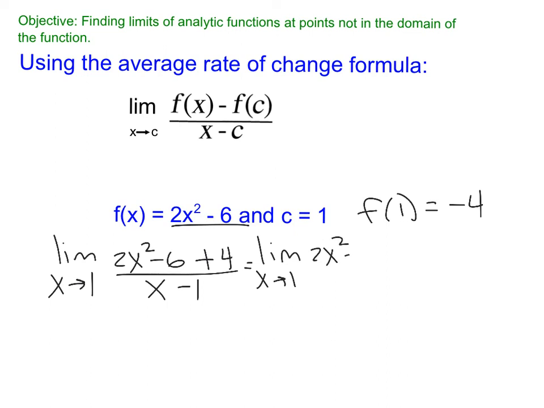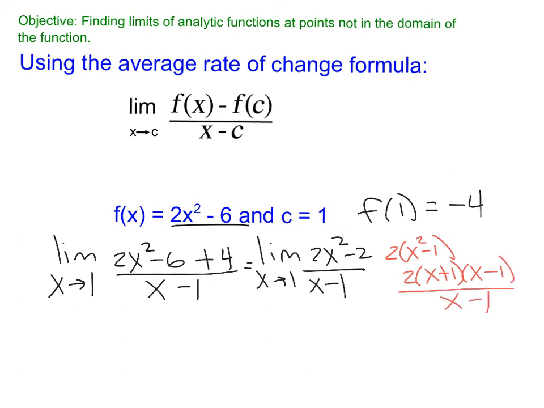Let's simplify that. 2x squared minus 2. Try to plug in, you get 0 over 0. We're going to factor the top. So if I factor the top, I get 2 times (x squared minus 1). So that's 2 (x plus 1)(x minus 1), all over x minus 1. So my x minus 1's cancel. So I'm left with the limit as x approaches 1 of 2(x plus 1). 2 times 2 is 4.